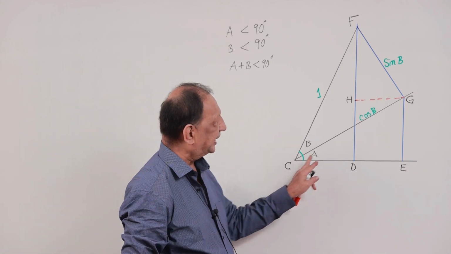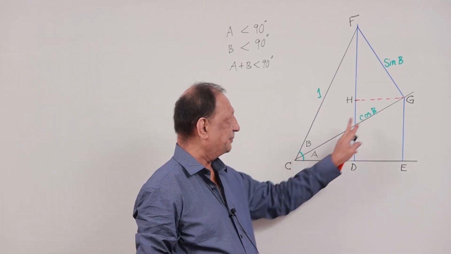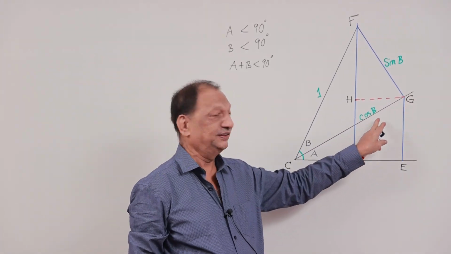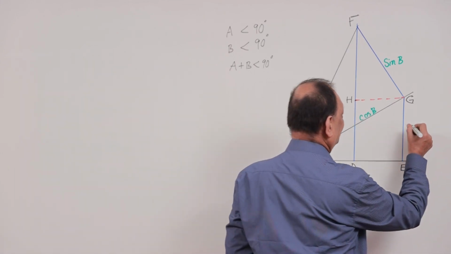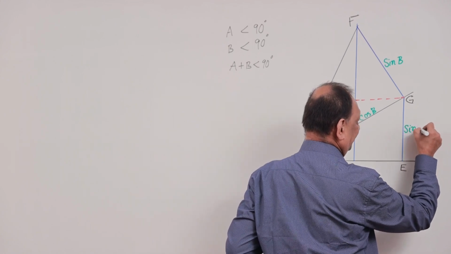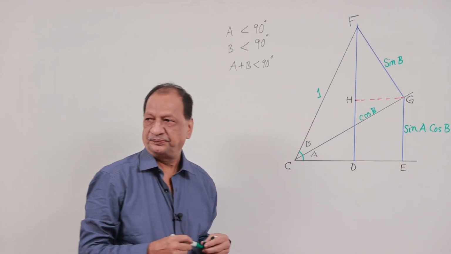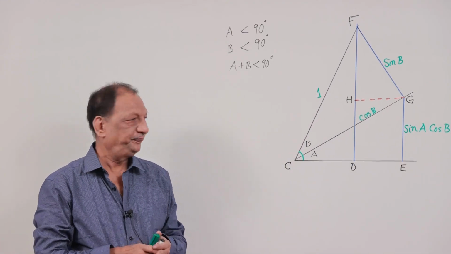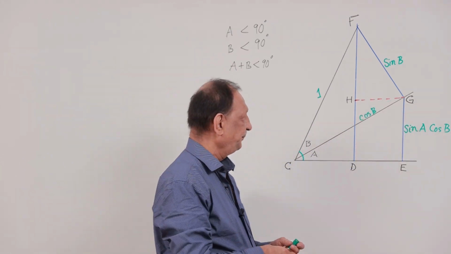Now, coming to the other triangle here, CG, I got the angle A and I got a hypotenuse. Now it is not 1, it is cos B. Therefore, what is the opposite side? Hypotenuse multiplied by sin A, which is sin A cos B. Right? Sin multiplied by hypotenuse is the opposite side.